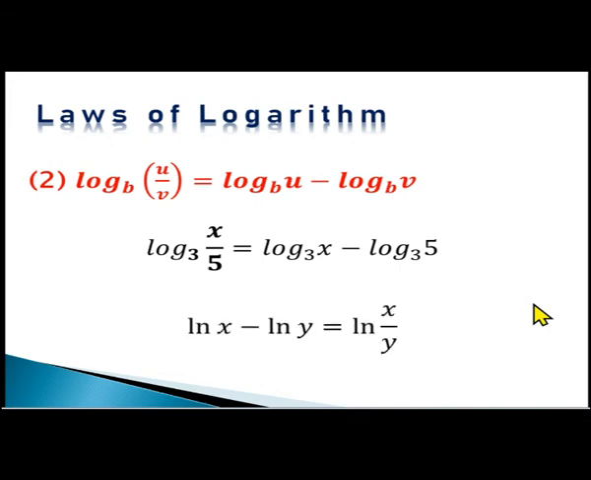Another example. You have the natural logarithm of x minus the natural logarithm of y. Observe that we are already using the subtraction sign, so we will condense our expression, and this becomes the logarithm of the quantity x divided by y.